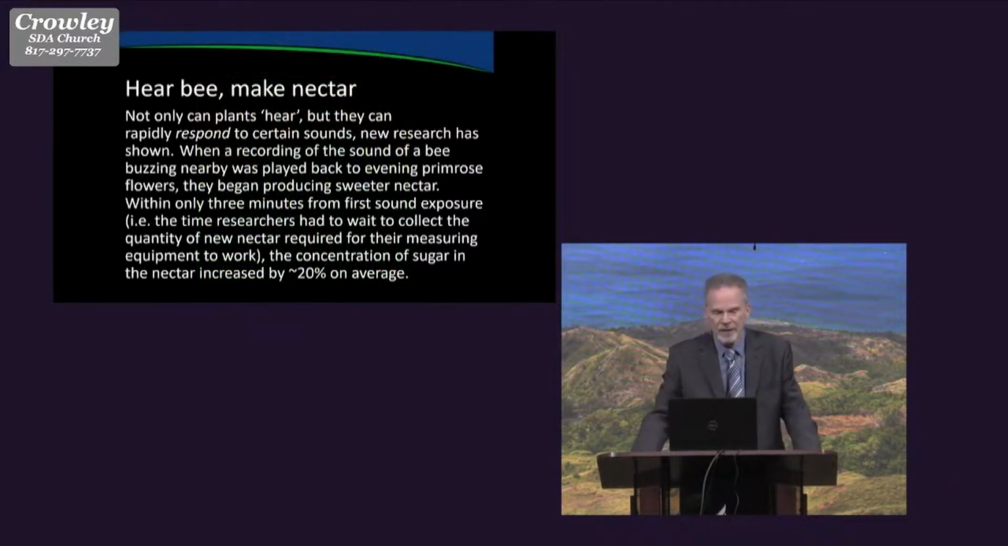Now follow this. Not only can plants hear, but they can rapidly respond to certain sounds. New research has shown when a recording of the sound of a bee buzzing nearby was played back to evening primrose flowers, the flowers began producing sweeter nectar. Within only 3 minutes from the first sound exposure, that was the time researchers had to wait to collect a quantity of new nectar required for their measuring equipment to work, the concentration of sugar in the nectar increased by about 20% on average. So this flower detects bee wing buzzes and starts immediately producing a higher sugar concentrate.